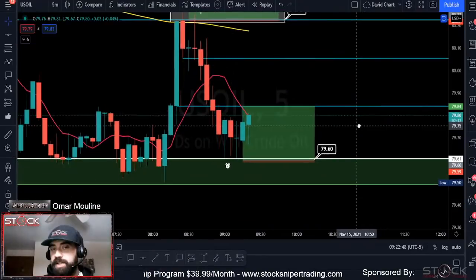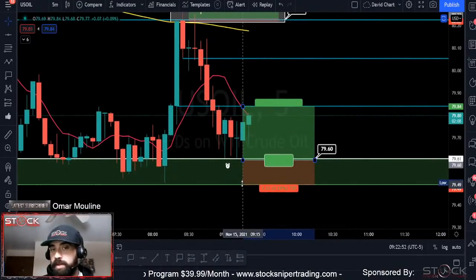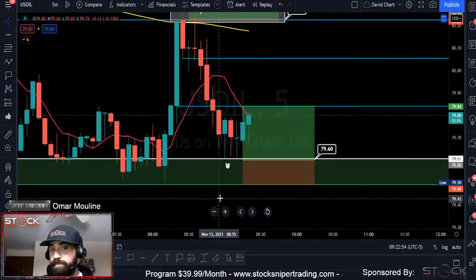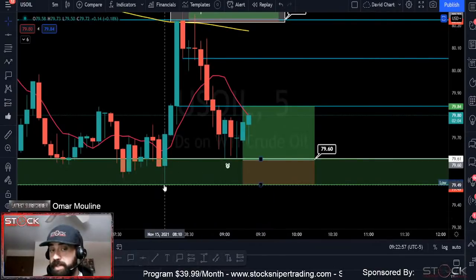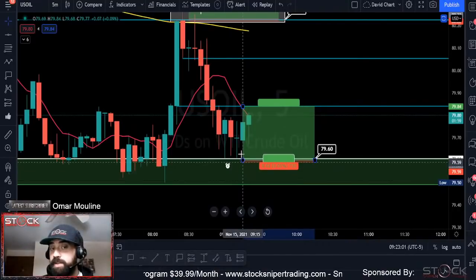Have your stop loss, guys. If you don't know your stop loss, this would be your stop loss down here. That could be your stop loss down there. It's the bottom. If it breaks there, you know what I mean, it can start to fall. If not, you risk management this out on your own.